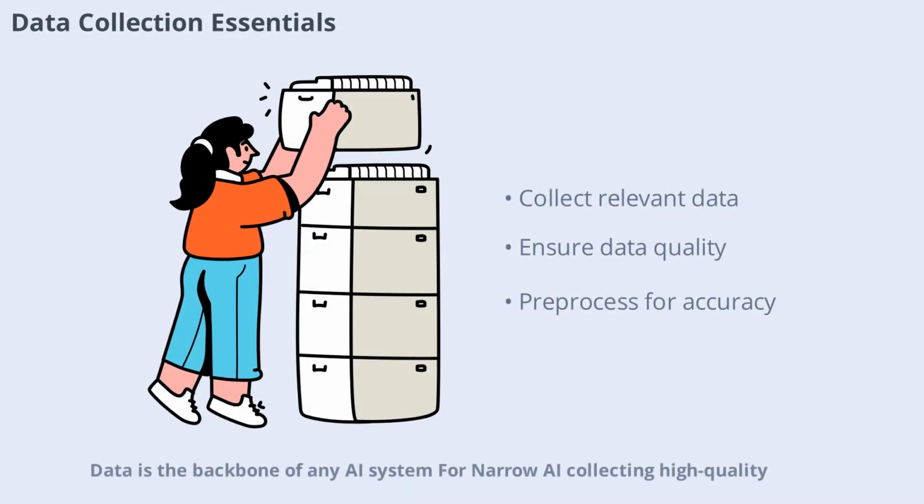Data is the backbone of any AI system. For narrow AI, collecting high-quality, relevant data is especially important. Start by identifying the types of data you need, such as images, text, or numerical values. Ensure your data is representative of the problem you're solving and covers various scenarios the AI might encounter. Clean and pre-process your data to remove errors and inconsistencies. Remember, the quality of your data directly impacts the performance of your AI model.